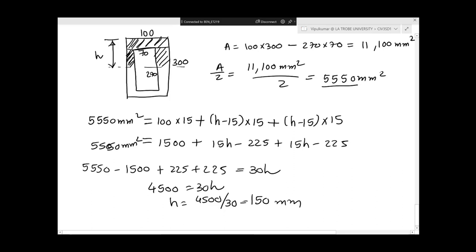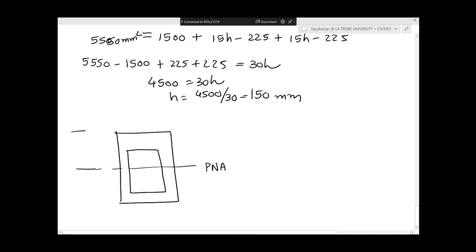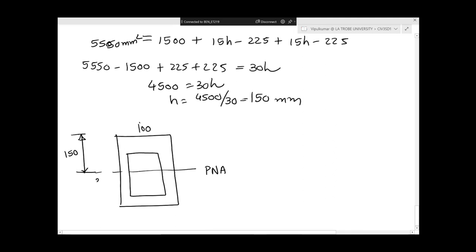All right, so now once you know this one, plastic neutral axis, distance is 150, this is 100, this one total 300, this is 270, right? Now let's divide this whole thing into 1, 2, 3, 4, 5, 6, okay? You understand this?